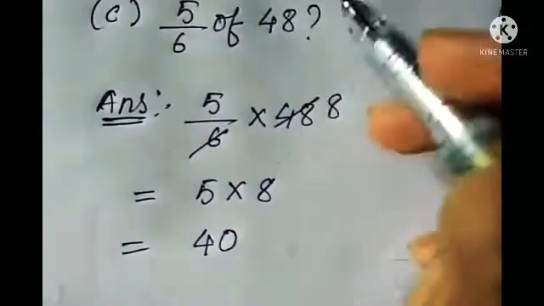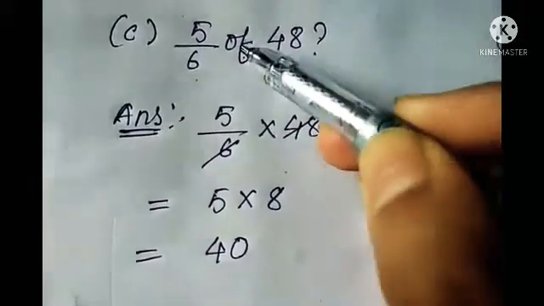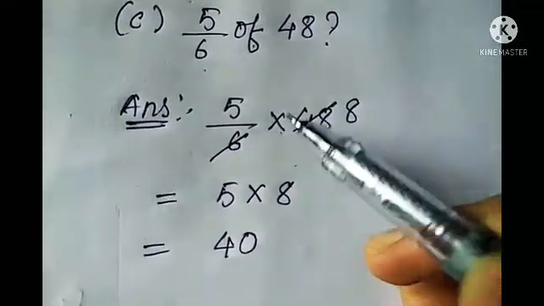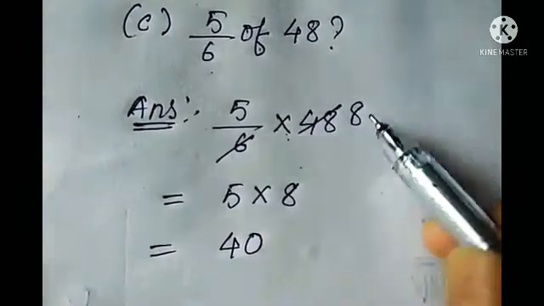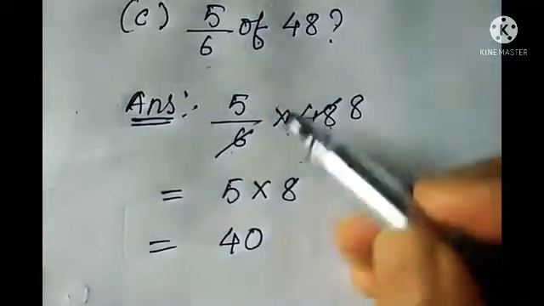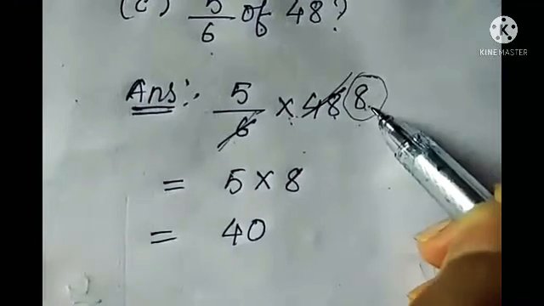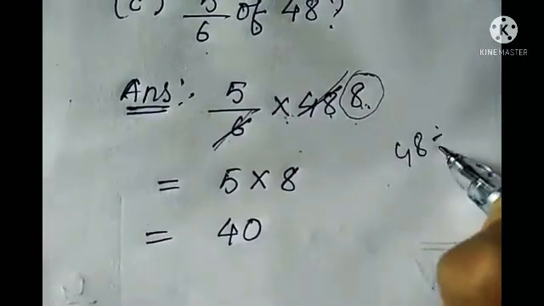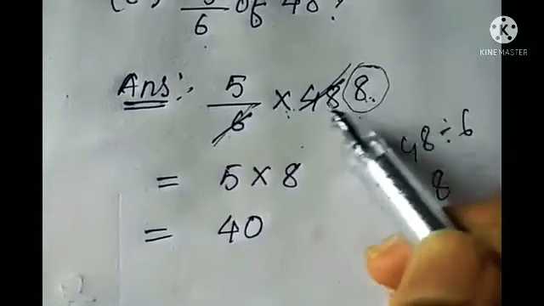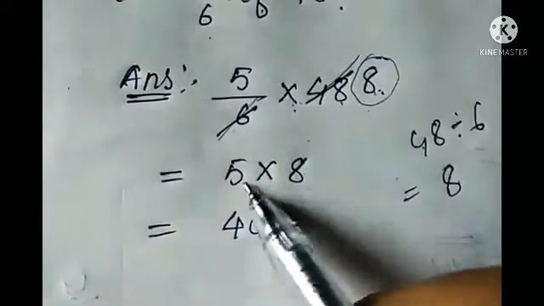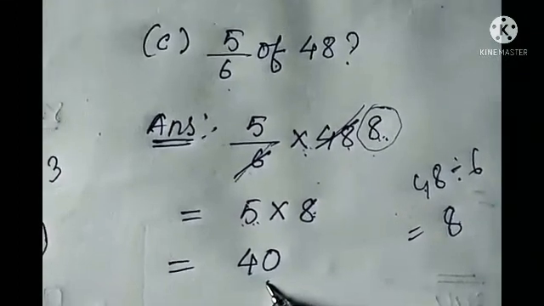Now C, the number given is 5 by 6 of 48. Okay, so in place of 'of' we will write multiplication. Now with 6 we have to divide 48. As you know that 6 8s are 48, you can cancel them, and what is remaining? 8. 8 is the quotient. While you divide them, then also you will get 8 because 6 8s are 48. Now what is remaining? 8 and 5. So that you have to multiply. So 5 8s are 40. So that's it. In this way you can do.